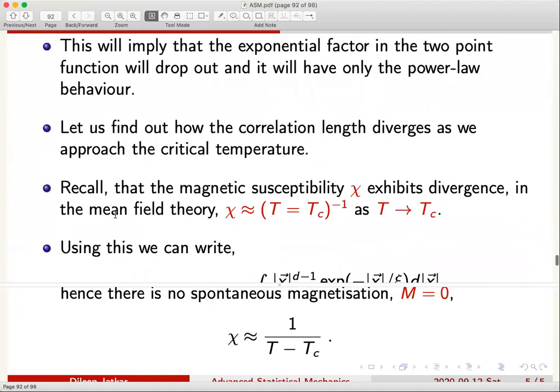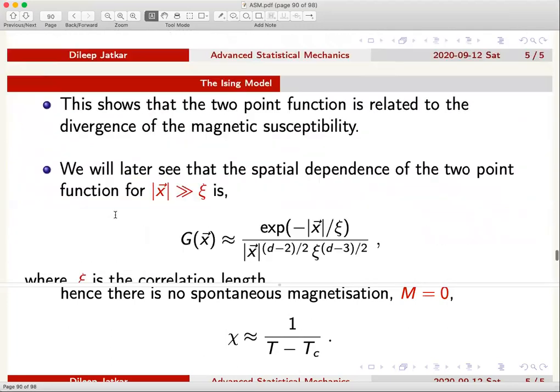Now, remember I told you that the 2-point function has a form like this. Now, if you imagine that c goes to infinity, then this exponential factor is going to drop out, because that just becomes 1. Then you would expect g to be just x to the (d minus 1)/2 really, times some number. That is what you would have expected.